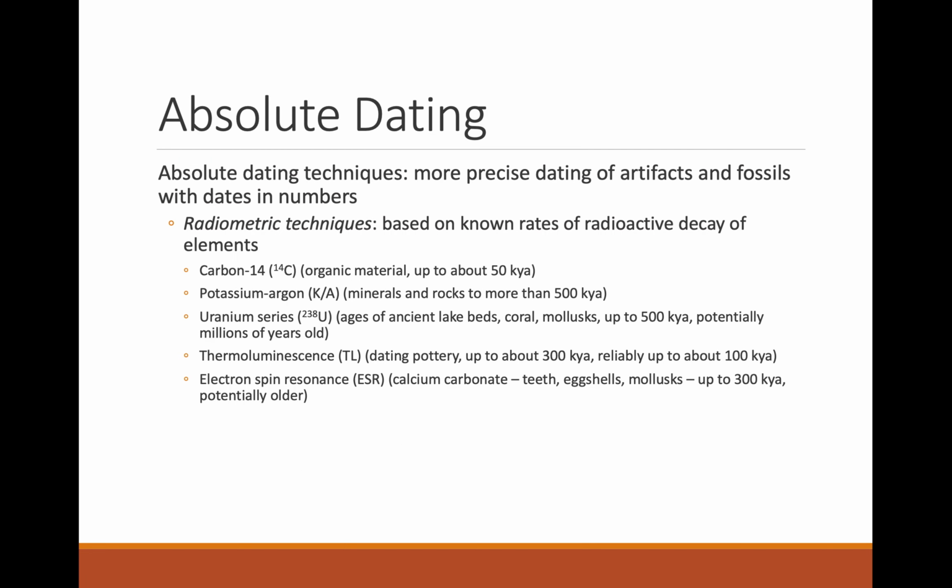Absolute dating techniques give us more precise date ranges of artifacts and fossils. We get dates in numbers, with, of course, some kind of determined margin of error. And many of these absolute dating techniques are based on radioisotopic techniques, known rates of radioactive decay of elements. And so the one that probably all of you have heard of is carbon 14 dating, right? Carbon 14 dating is only useful for organic material up to about 50,000 years ago.